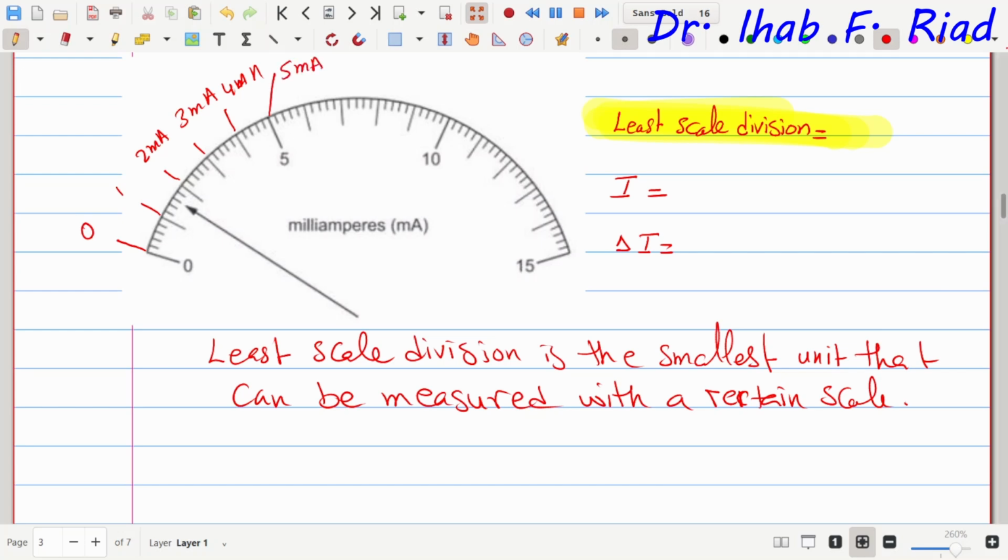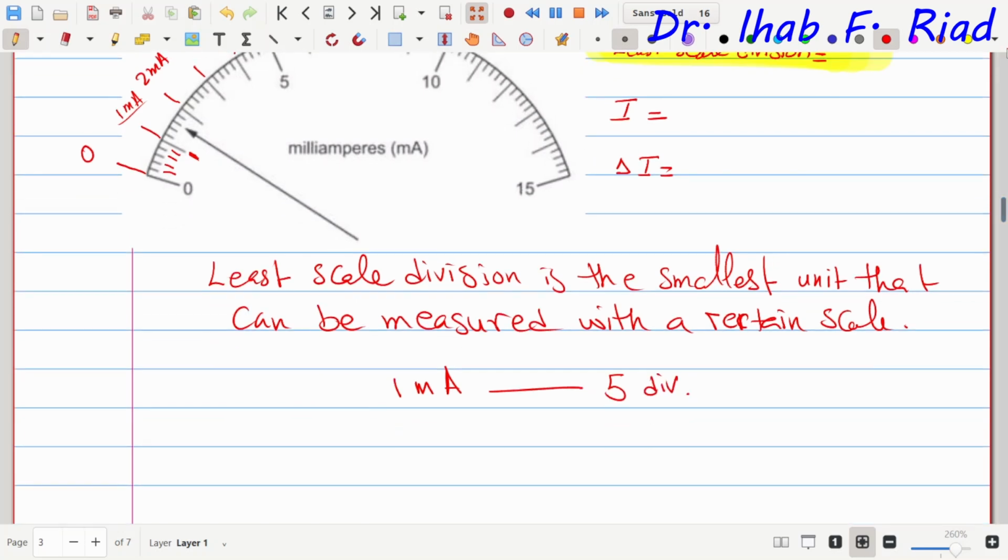Okay, let us take a closer look at the scale. So from here to here, it is 1 milliamp. So how many small divisions are between 0 and 1 milliamp? If we count them, it is 1, 2, 3, 4, and this is 5 small divisions. So we have 5 divisions. Okay, now let us find how much one division is equal to.